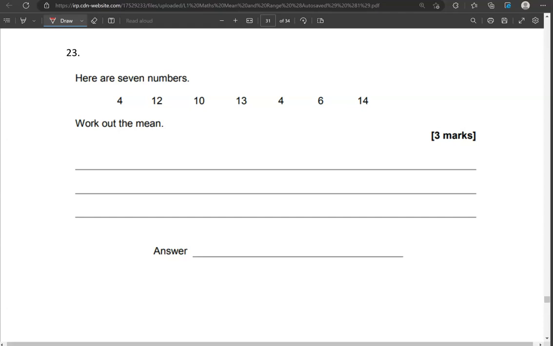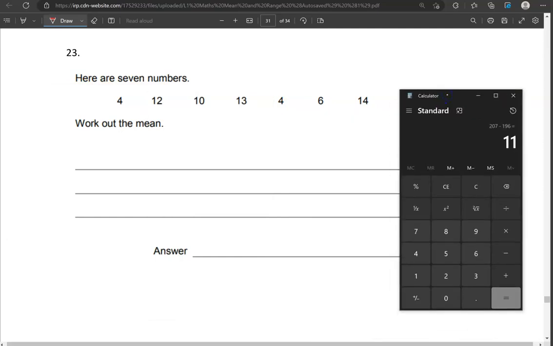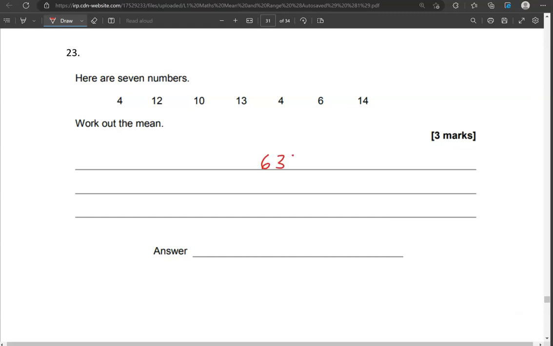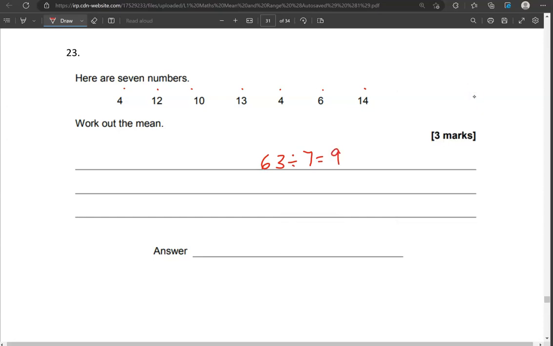Here are 7 numbers. Work out the mean. So 4, add 12, add 10, add 13, add 4, add 6, add 14, gives us 63, divided by 1, 2, 3, 4, 5, 6, 7, gives us 9.